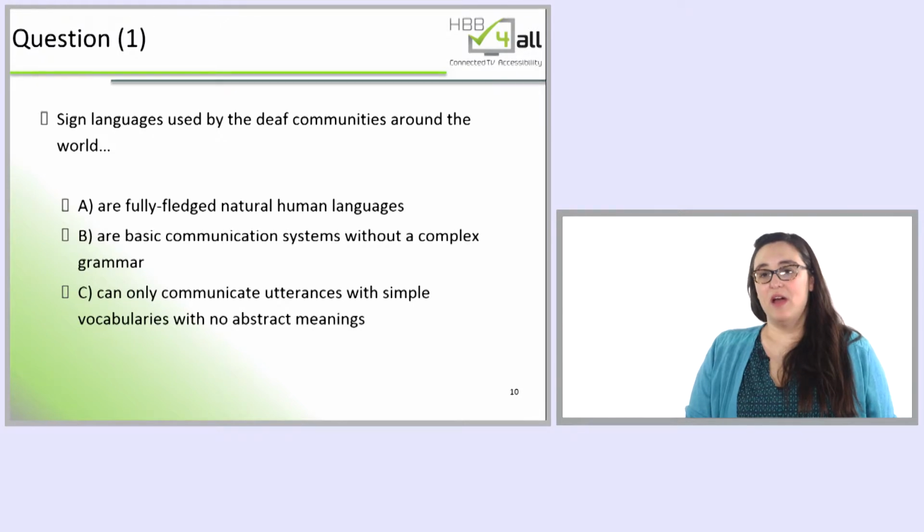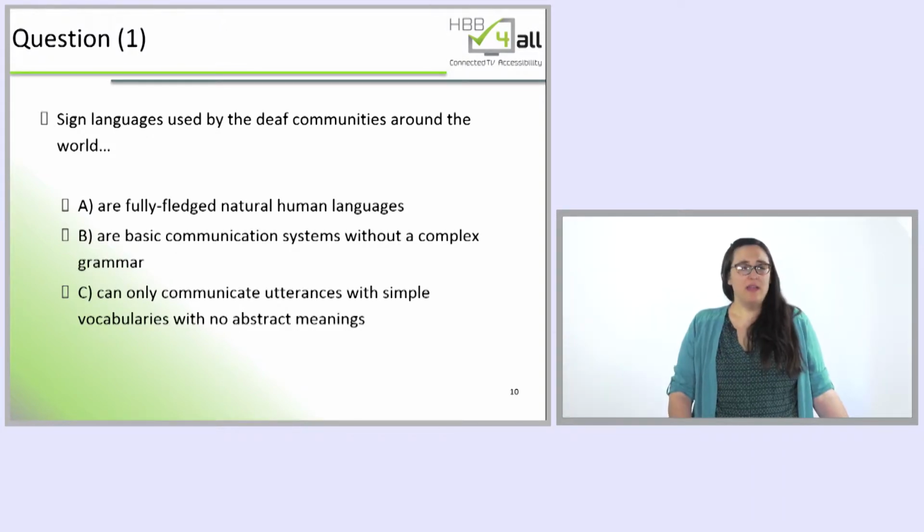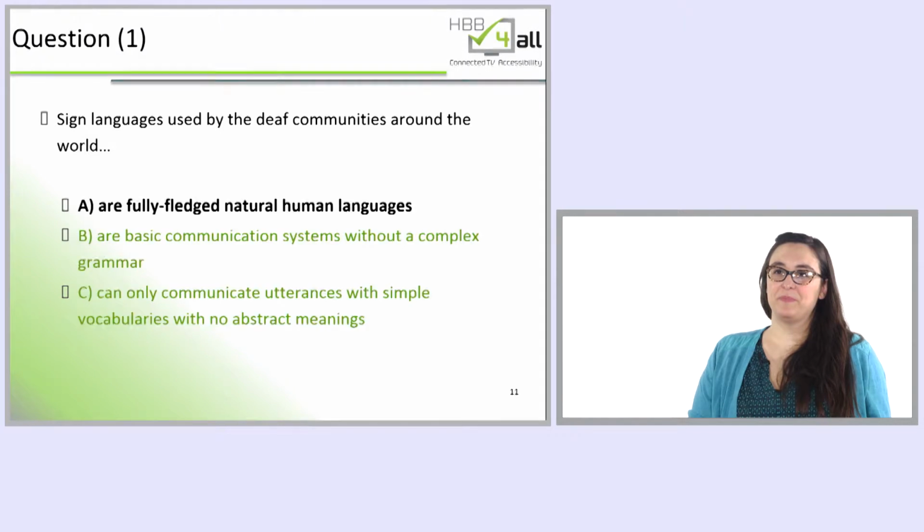Okay, now that we are at the end of the first section, I have a question for you. Sign languages used by deaf communities around the world are: A, fully fledged natural human languages; B, basic communication systems without a complex grammar; or C, they can only communicate utterances with simple vocabularies and no abstract meanings. The correct answer is, of course, that natural sign languages are fully fledged natural human languages. The correct answer is A.